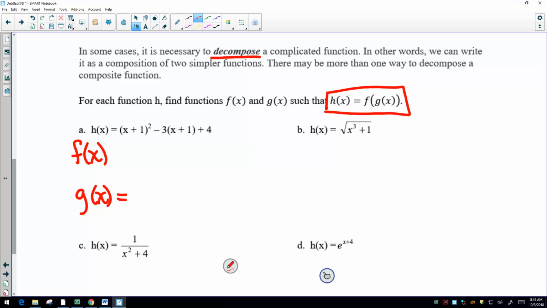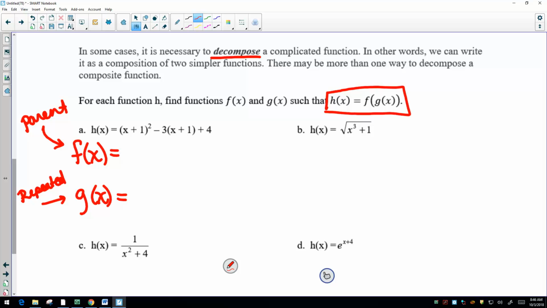Whenever I think about this, I always try and think, can I find perhaps a parent function, one of our 12 basic functions? If I can, make that f of x. If I can find maybe any repeated pattern or a non-parent function, that would be my g of x.